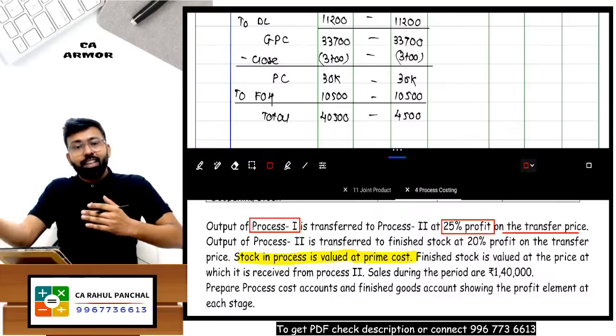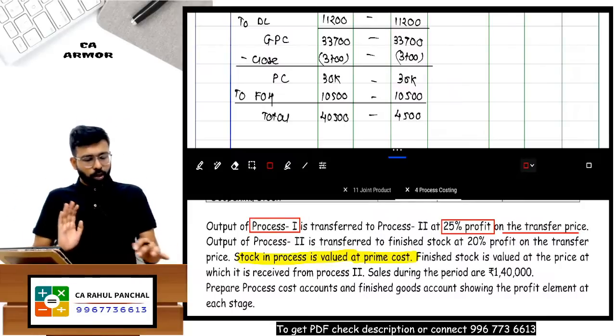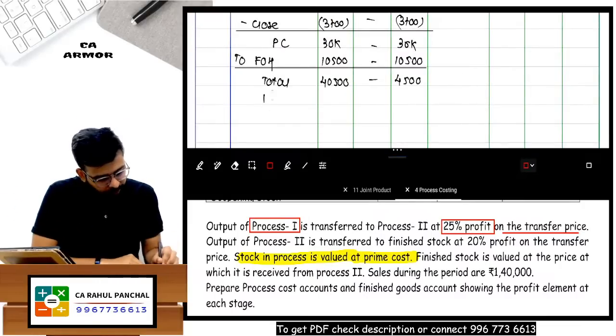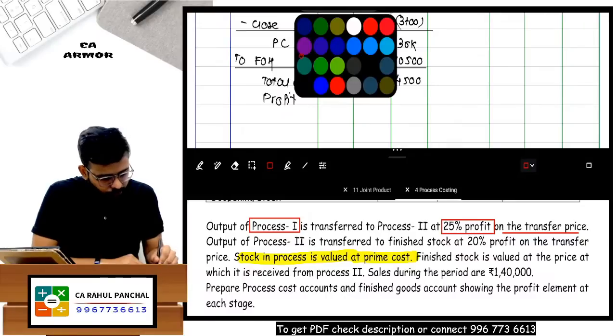I am not selling the goods, I am transferring the goods, and while transferring I am adding 25% profit. Okay, so now I would like to know the profit. I have got the cost, I would like to know the profit. Sir, how will I get this profit? Simple, just make this working.